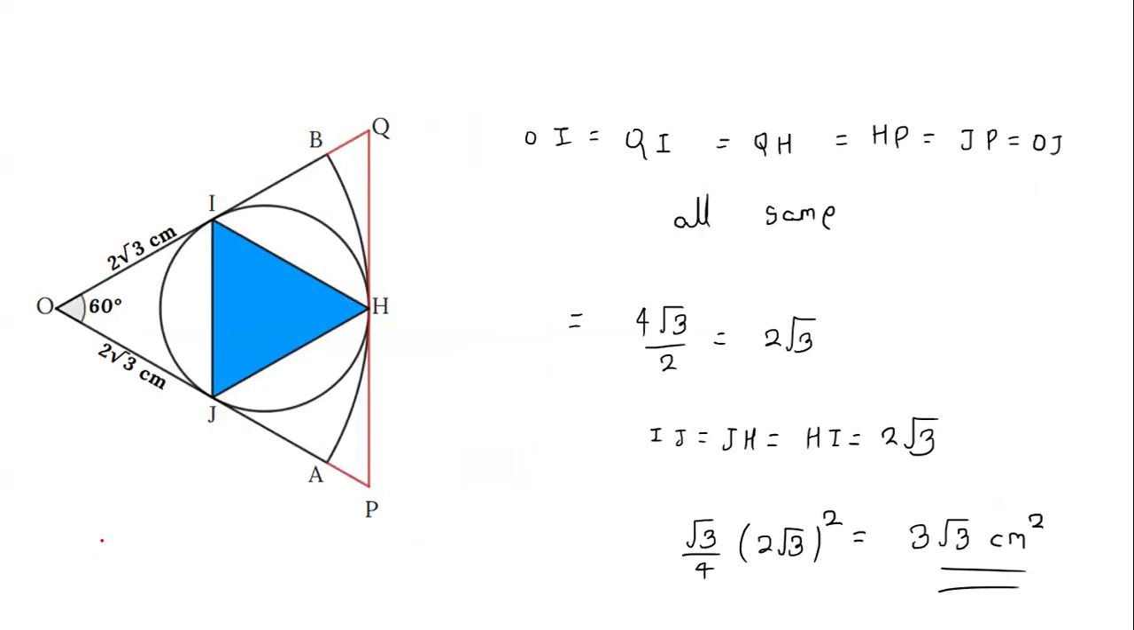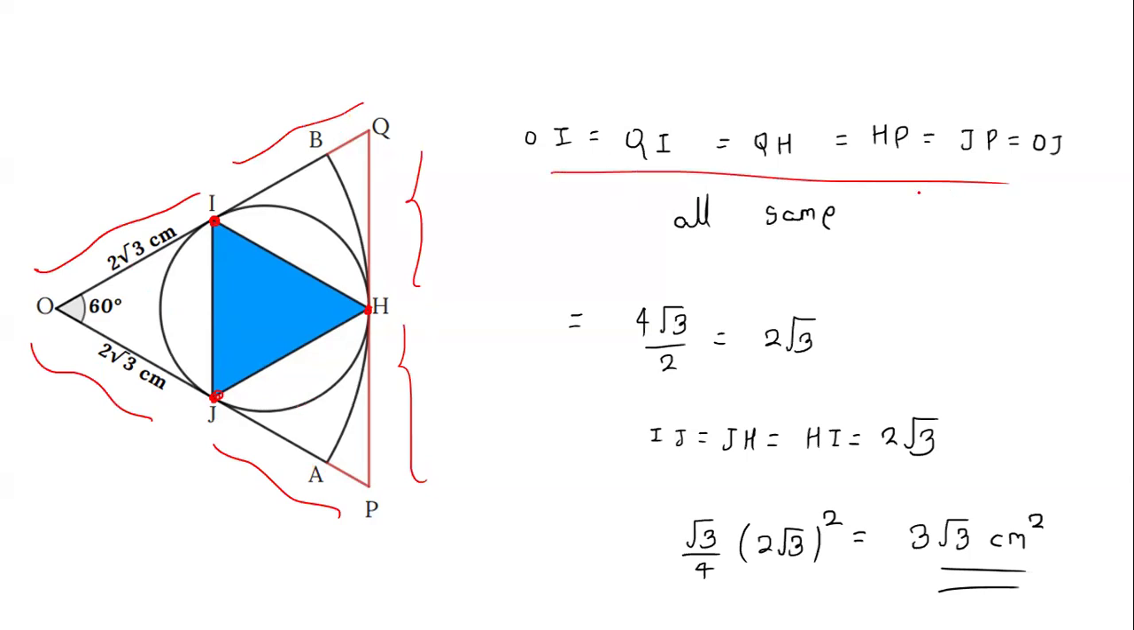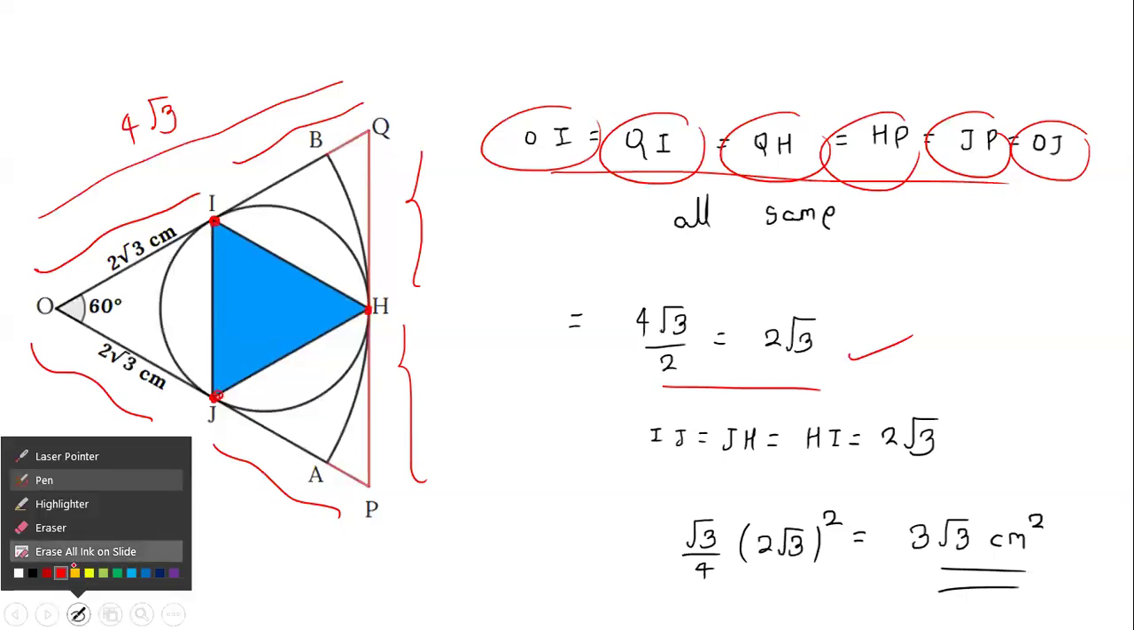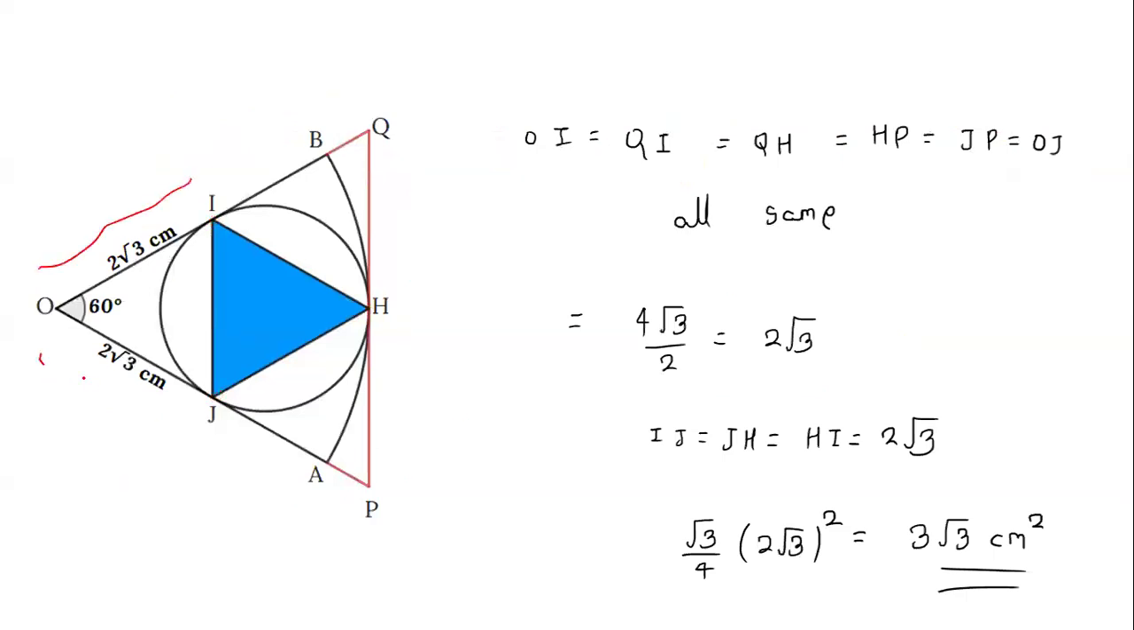Now you see this figure. In this figure, this is point I, this is point J, and this is point H. Now if you see this whole figure, we can easily see that OI length is equal to IQ length, QH length is equal to HP, JP length is equal to OJ. The figure is symmetric from all the sides. We know this whole is 4 root 3. So 4 root 3 divided by 2 is 2 root 3. So OI, QI, QH, HP, JP, OJ, all are equal to 2 root 3.